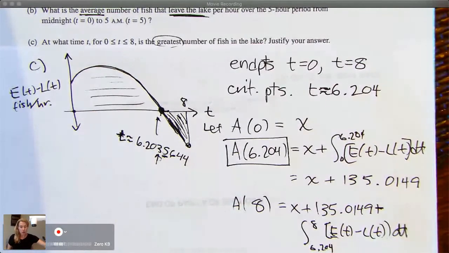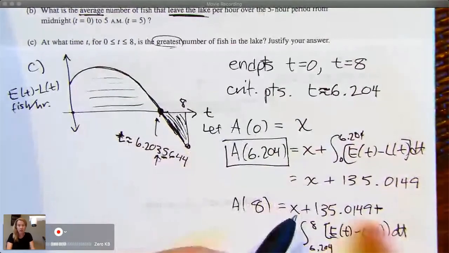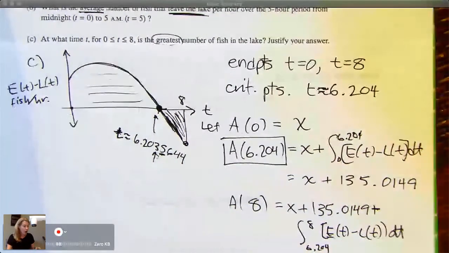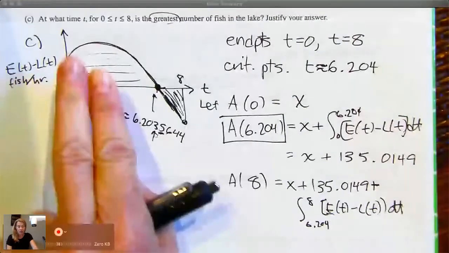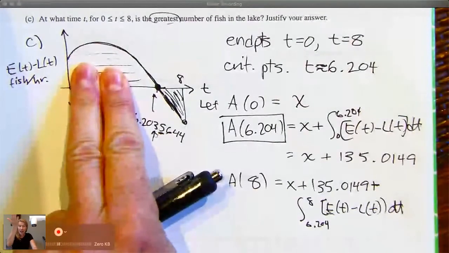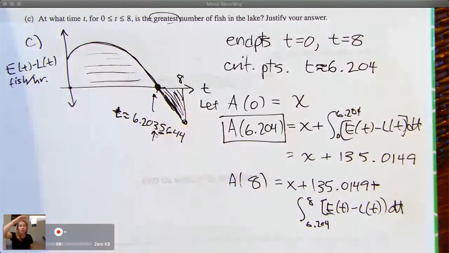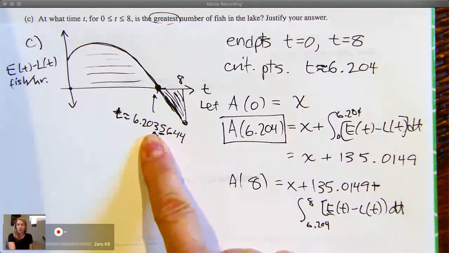So there's a couple things you could do. You could go through and show this, and you could find this and show that this value is going to subtract, and you will definitely have less fish. So you can go through those steps just like you would any absolute max problem. You also could write out in words your reasoning that before this critical point, the number of fish was increasing, and then after that critical point, the number of fish was decreasing. Thus, by logic, the highest absolute amount of fish had to be at 6.204 hours approximately.